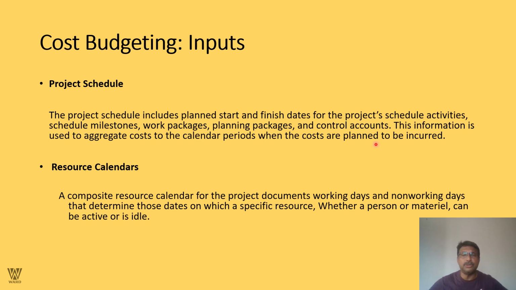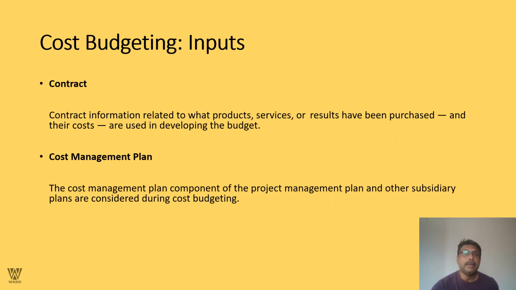A composite resource calendar documents working days, non-working days, and holidays that determine those dates at which specific resources, whether a person or a material, can be active or idle. Then comes the contract. Contract information related to what products, services, or results have to be purchased, and their costs, is used in developing the budget. The cost management plan, a component of the project management plan, and the other subsidiary plans are considered during cost budgeting.